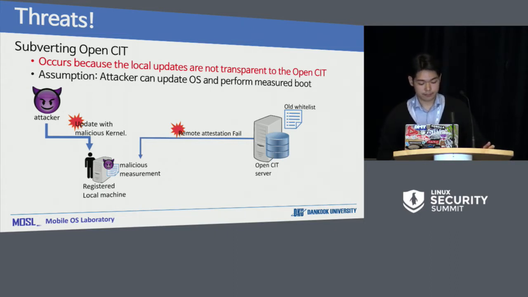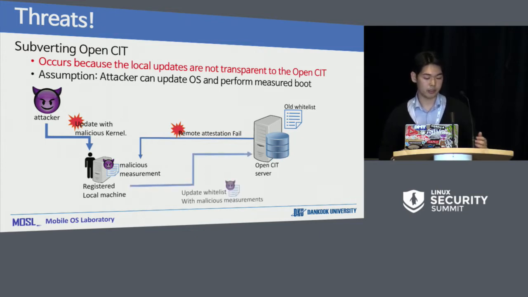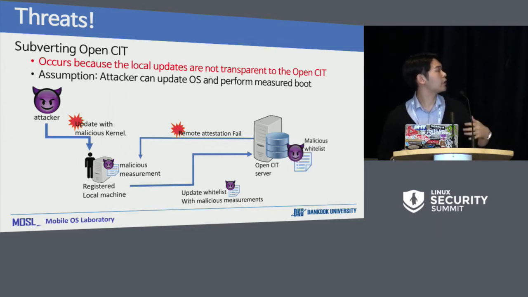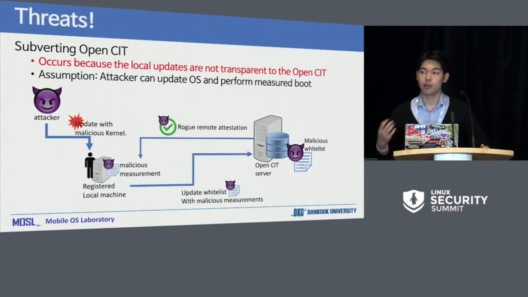And then, as the local system has been updated, it tries to re-import the measurements, which are now malicious, and tries to create the new whitelist. And now the whitelist becomes compromised, and after this point, the attacker may run the malicious kernel, even though the OpenCIT confirms that the local system is trusted.